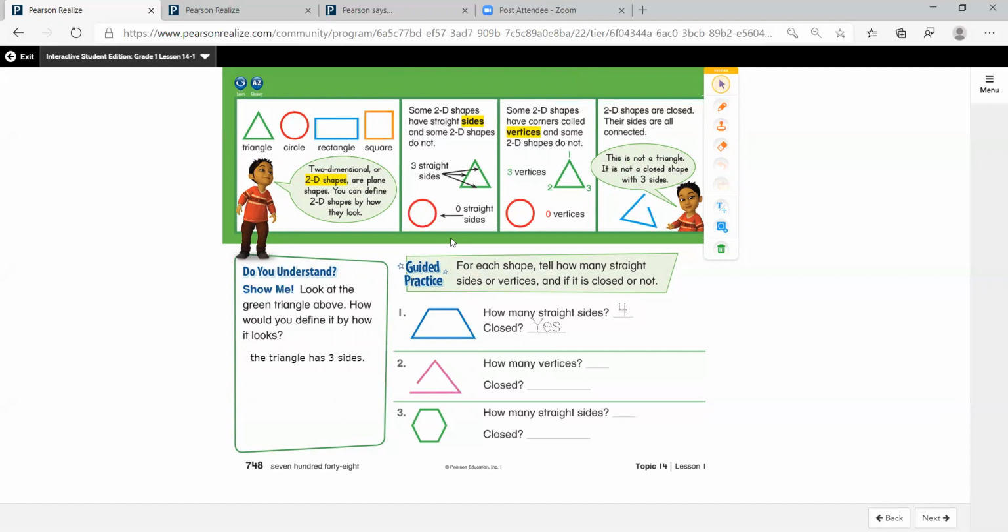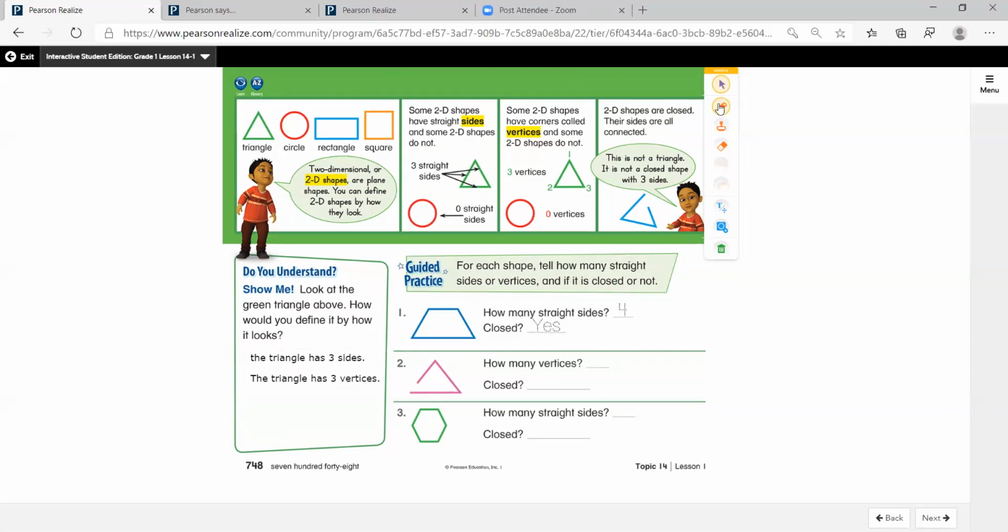I can also think about the vertices. Remember, a vertice is a point. So when two sides come together to make a point, if I look at my green triangle, I can count that it has 1, 2, 3 corners, where the sides meet in a point to make a corner. So to describe a triangle, I would say the triangle has 3 vertices. 3 sides and 3 vertices.